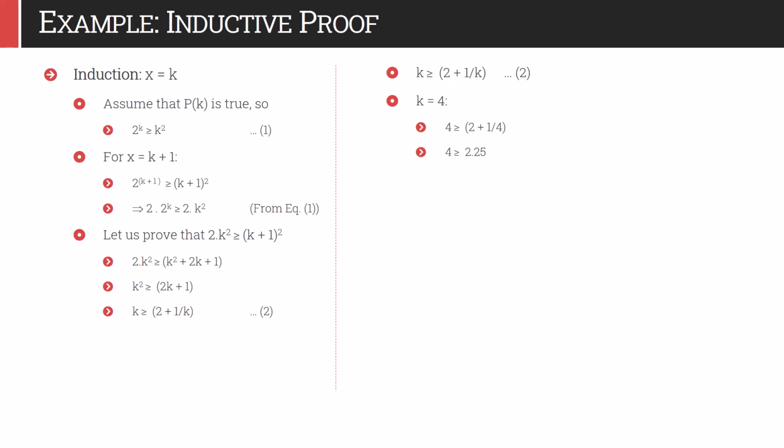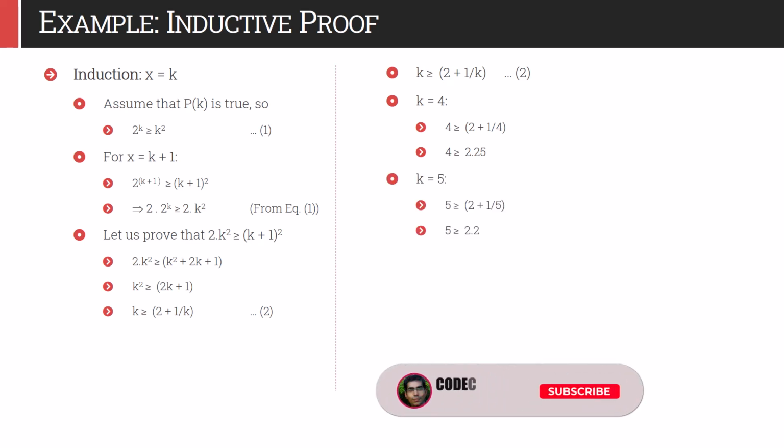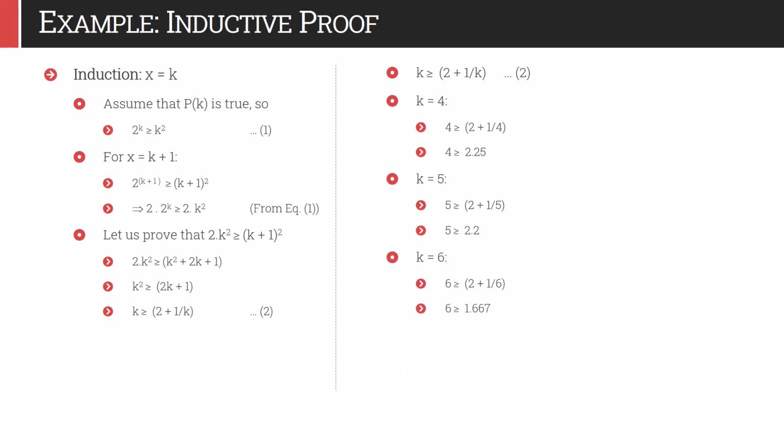Put k is equal to 4 into this equation. When we put 4, equation 2 results in 4 greater than or equal to 2 plus 1 by 4. That is, 4 is greater than or equal to 2.25. So it's true for k is equal to 4. If we put k is equal to 5, then equation 2 would be 5 greater than or equal to 2 plus 1 by 5. So that will be 5 greater than or equal to 2.2. For 6, it would be 6 greater than or equal to 2.167.